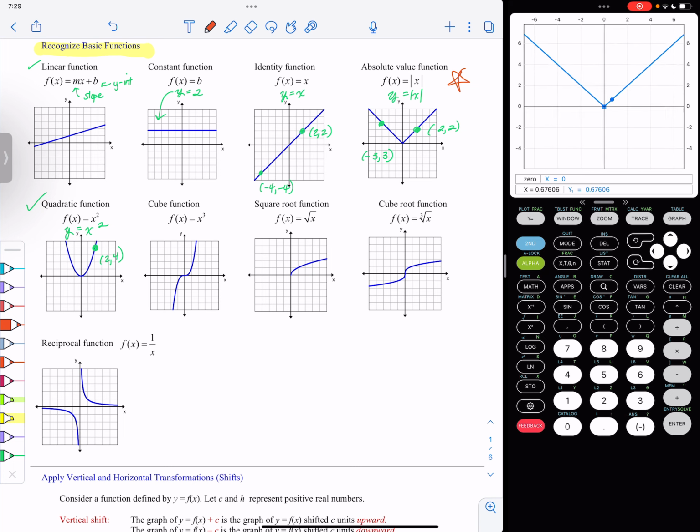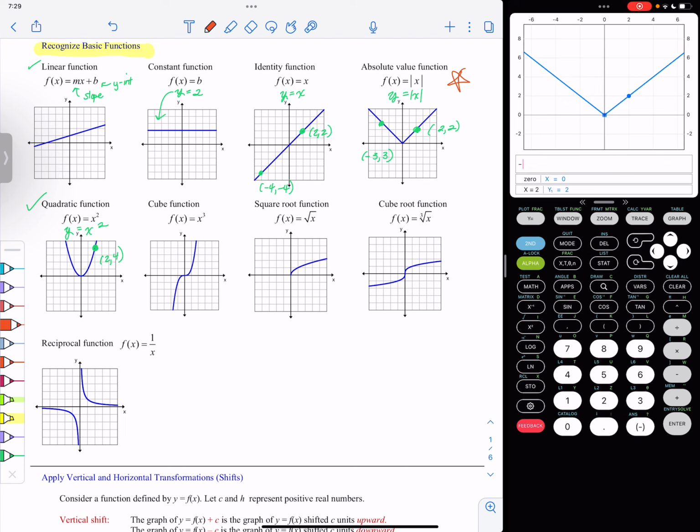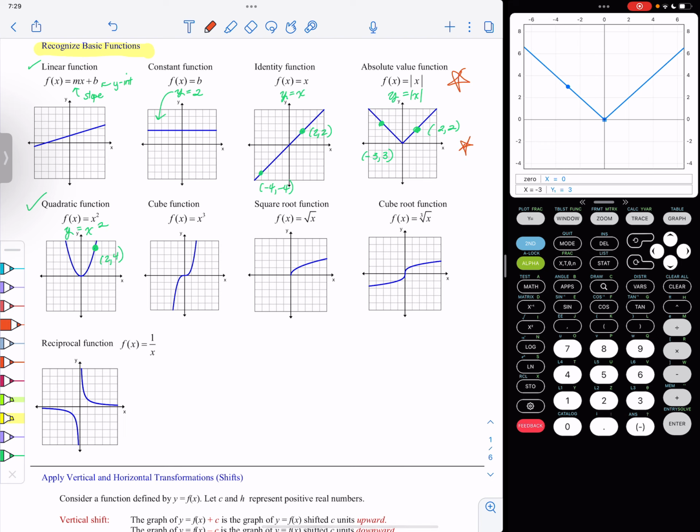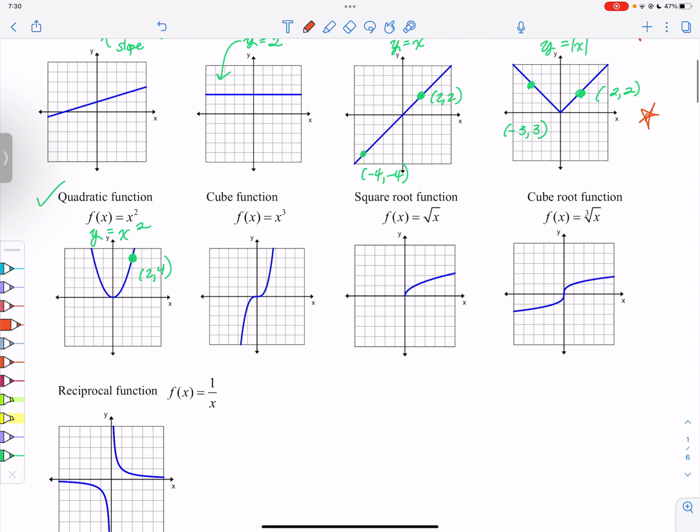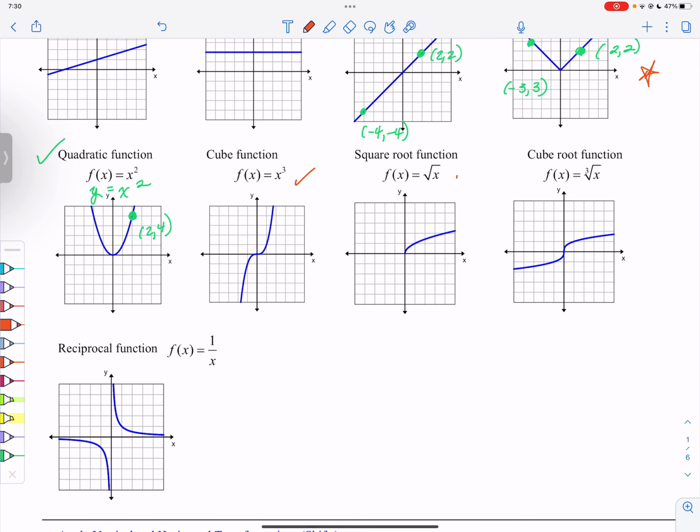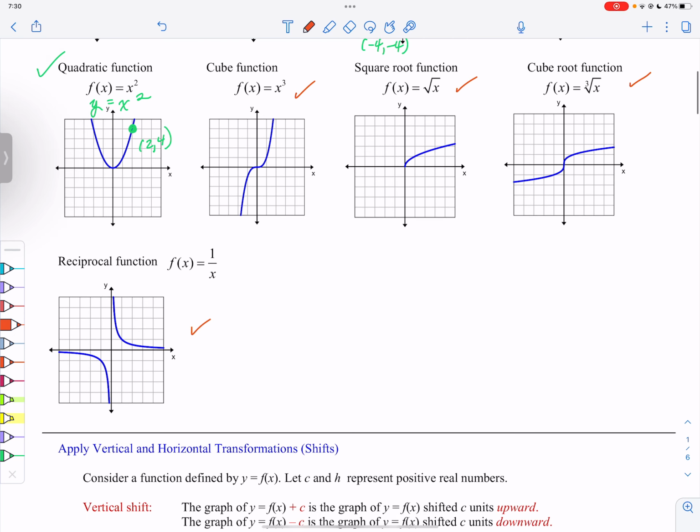Once you are in these graphs, you can press trace, and you can just enter a value, and it will give you the y value for that. I just said when x is 2, and it gave me y is 2. I will type in a negative 3 and press enter, and a positive 3. That is just the points that I went through there, and you can do that with any of these functions. Going on, we have the cube function, square root function, cube root function, and the reciprocal function.